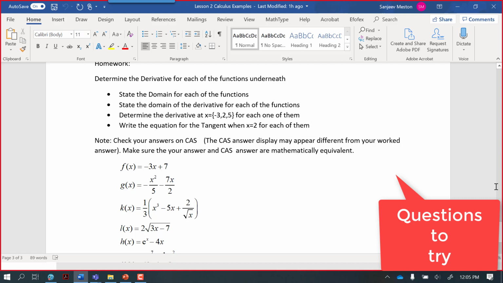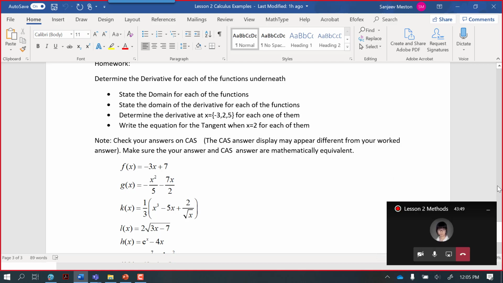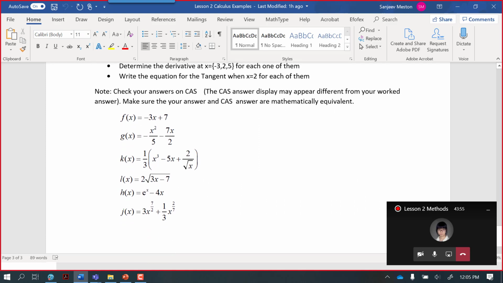And I've just got a warning over there. The CAS answer display may appear different from the answer that you may have obtained. So make sure that your answer and the CAS answer are equivalent. You could check it on the CAS by just putting your answer and the CAS answer and using the equal to sign, and it may say true. If it says false, that means you have an error in your answer. So I've got 1, 2, 3, 4, 5, 6 functions.